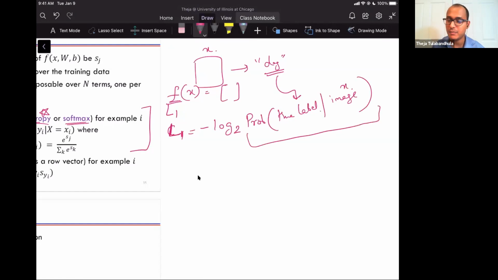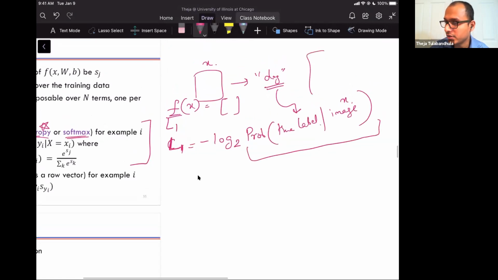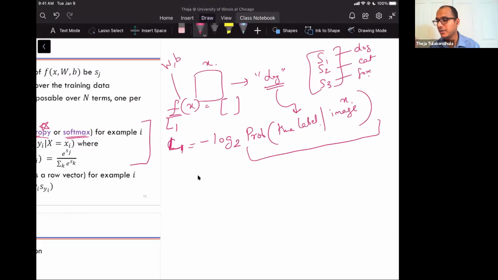The way I wrote it in English may be a little bit confusing. But if you recall, the function is producing 3 scores, right? Score 1, score 2, and score 3. Let's say score 1 is for dog, score 2 is for cat, score 3 is for fox, right? Remember, that's what the function is producing, and it's producing that when its parameters are W and b, some specific values. Let's not worry about the exact values of the matrix and the vector. Now, the probability of the true label given the image, I'm going to write it in terms of these scores. How am I going to do that? I'll say probability of true label given image.